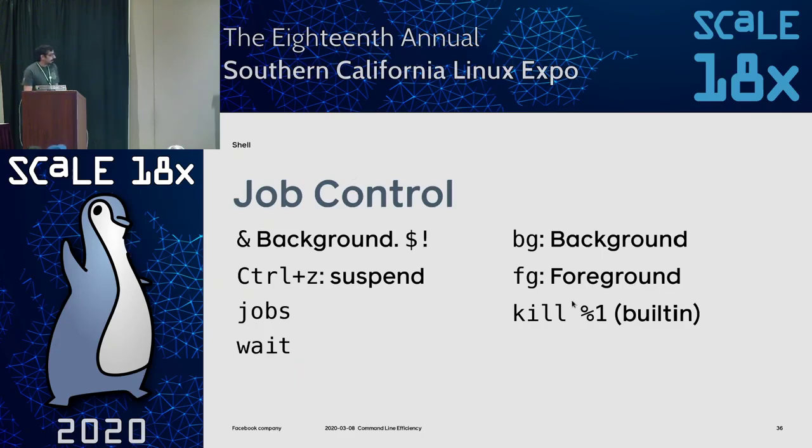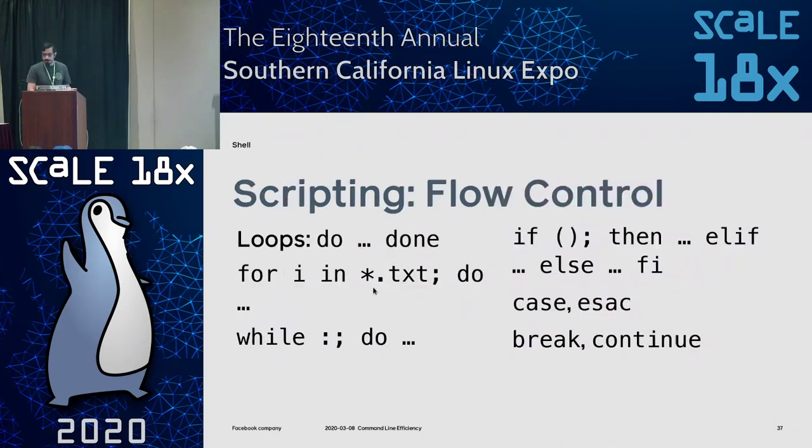You can operate on particular commands, like the examples here were prefixed with a 1. So if you kill %1, that would kill that first job in the list. You can list all of the jobs with the jobs command, and if you want to launch many, many things and then wait for them all to finish, then you can use wait.